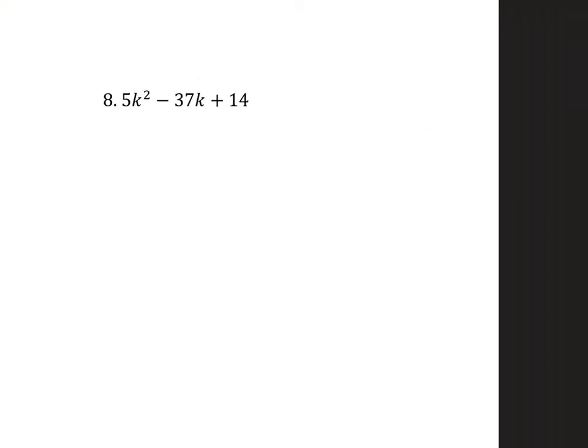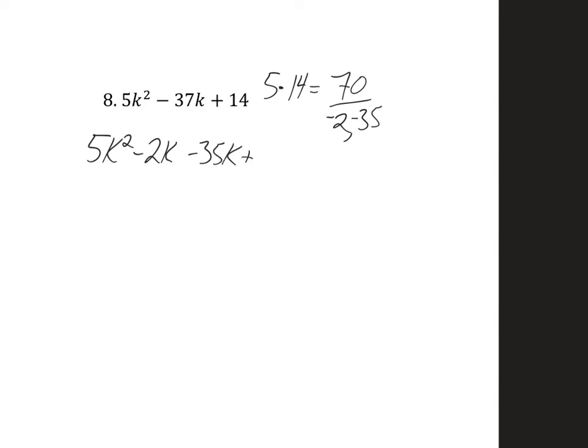So very first thing, you pull out your GCF, and then you multiply the first number and the last number together and figure out the factors of that number. So there is no GCF here, so I went ahead and multiplied 5 times 14, which gave me 70. Then I looked up my factors of 70 and saw that, hey, 2 and 35 give me 37, but they both have to be negative. So now we can go ahead and do this. We have 5k squared minus 2k minus 35k plus 14.